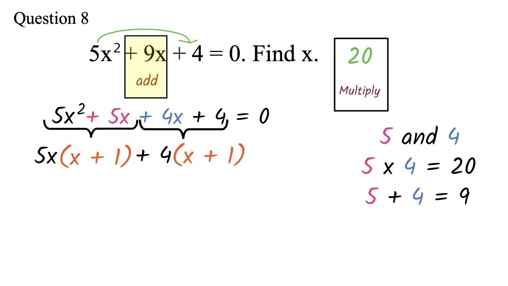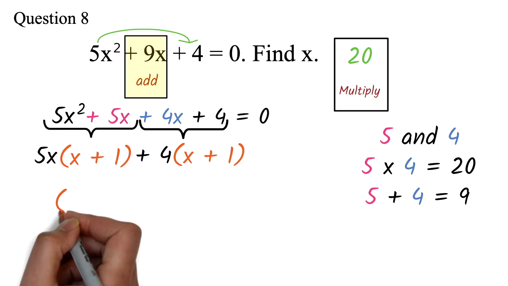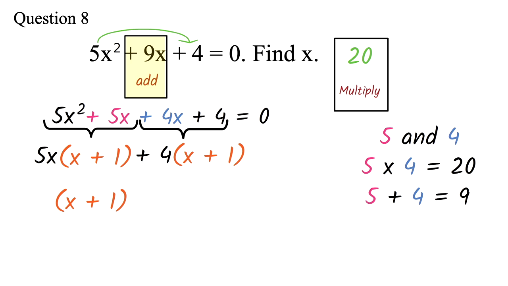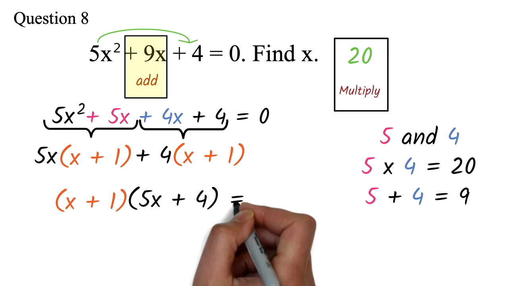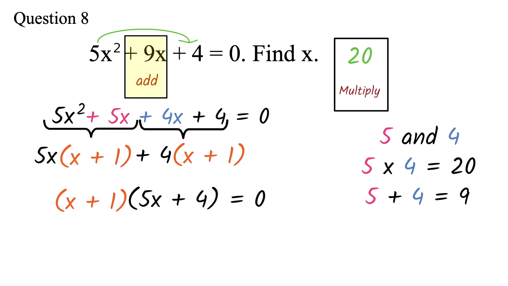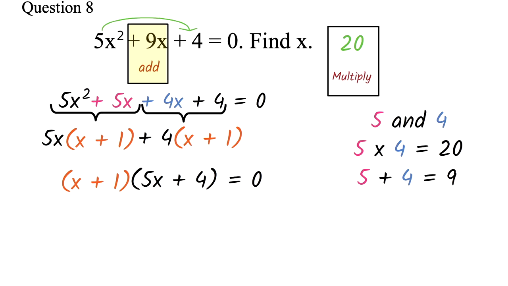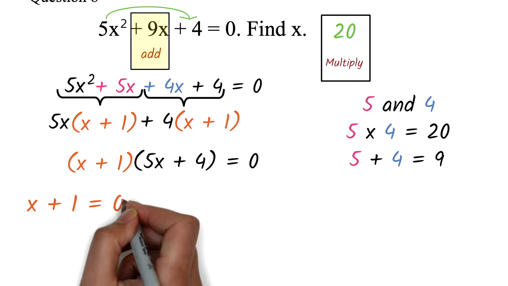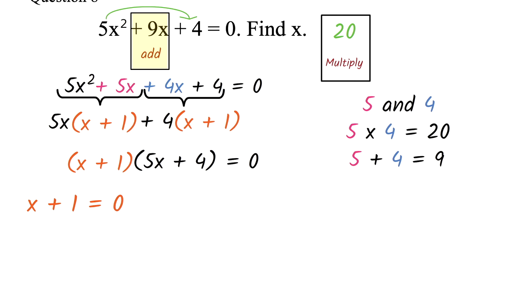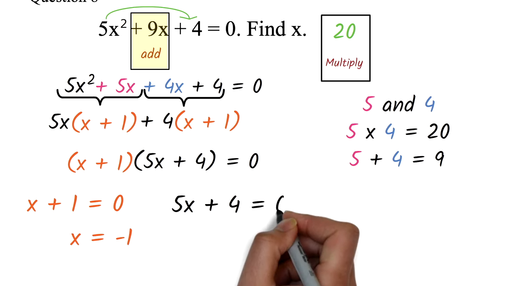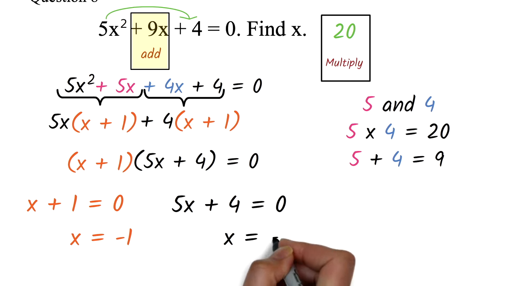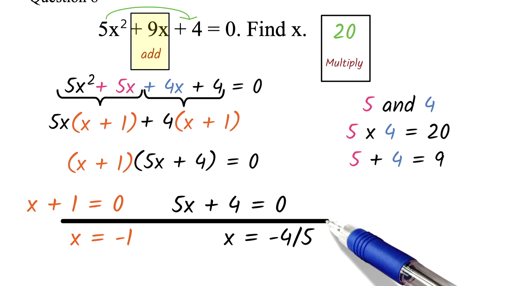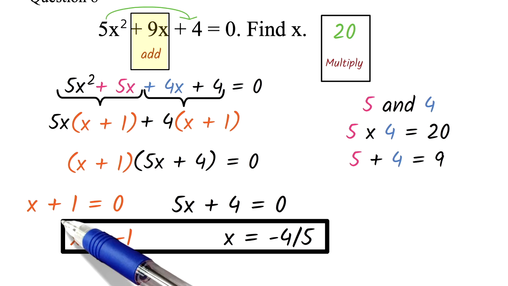Step 5. Bring what is in the parenthesis, x plus 1, times what is outside, that's 5x plus 4, equals 0. Step 6. Equate each of the things multiplying to 0 and solve for x. So we have x plus 1 equals 0. We solve for x to get x equals negative 1. Then we have 5x plus 4 equals 0. We solve for x to get negative 4 over 5. So our final answer is x equals -1 or x equals -4 over 5.